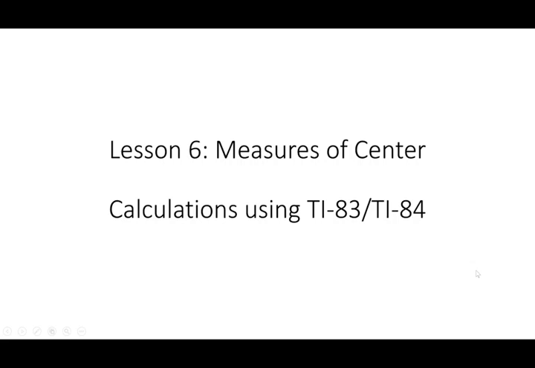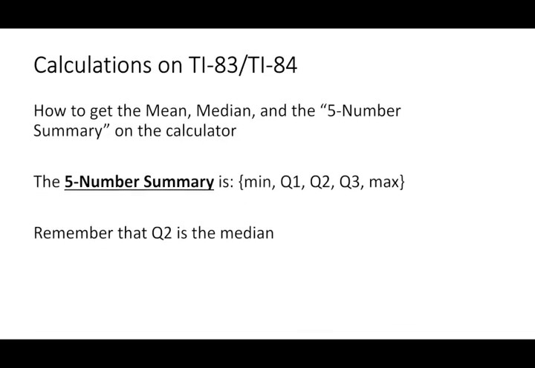Hi and welcome back. In this video lesson, we're going to talk about how to use your TI83 or TI84 calculator to calculate some of these values for you. Specifically, how to get the mean, the median, and what's known as the 5-number summary. The 5-number summary is just the minimum value, the maximum value, and the 3 quartiles.